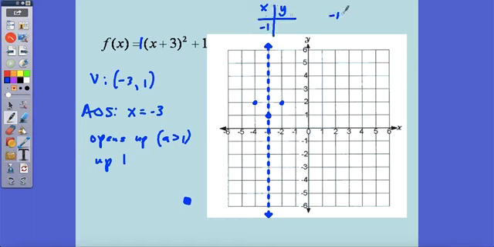then I get -1 plus 3 squared plus 1. That's 2 squared plus 1. That would be 5. 4 plus 1. So we're at -1, 5. And then I can use this to get my mirror point, the point across here. So I'm 2 away, so I go 2 on the other side, and there's my other point. And now I can draw my curve.